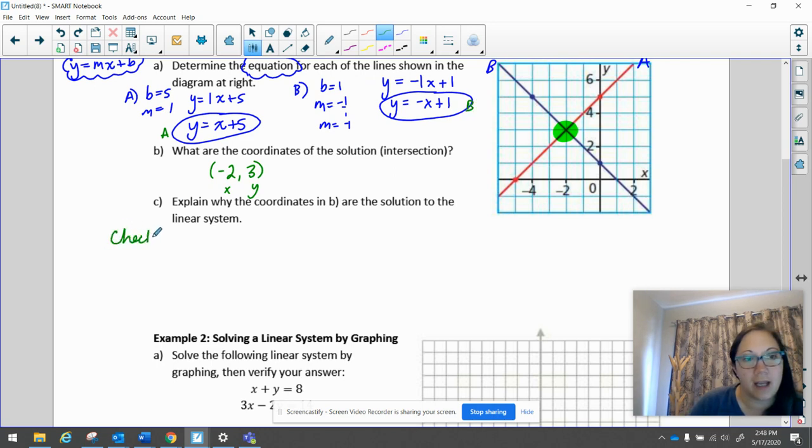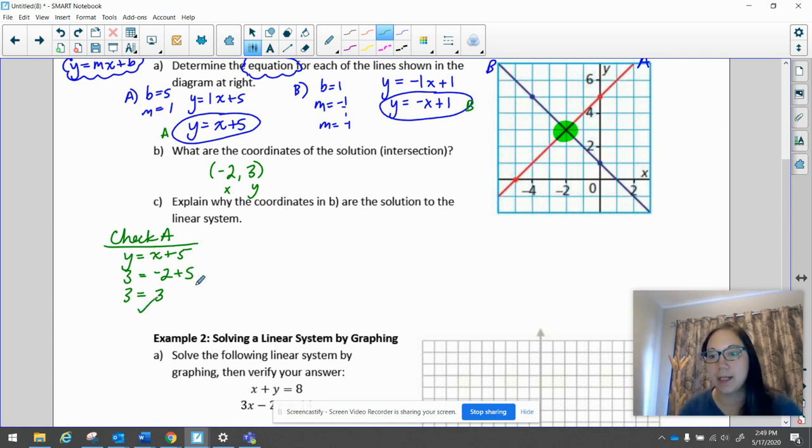When I check it in A, I'm checking y equals x plus 5. In the spot of the y, I put the 3. In the spot of the x, I put the negative 2. Then I simplify each side as far as I can, and I end up with 3 is equal to 3, which is true. So this one checks out. I'm going to put a little check mark there to show it worked out for equation A.